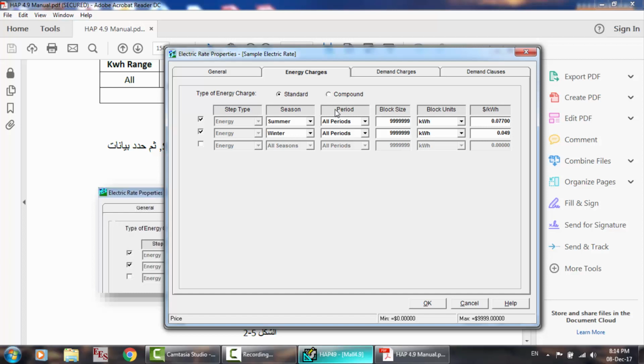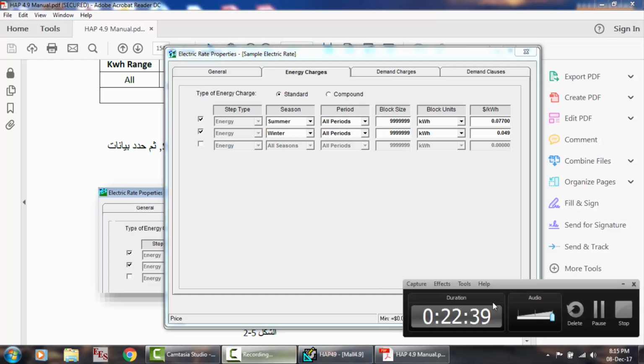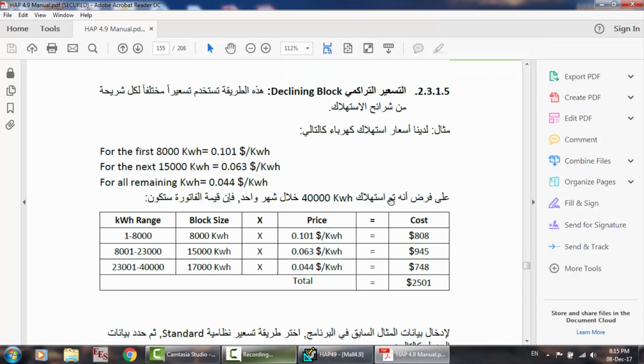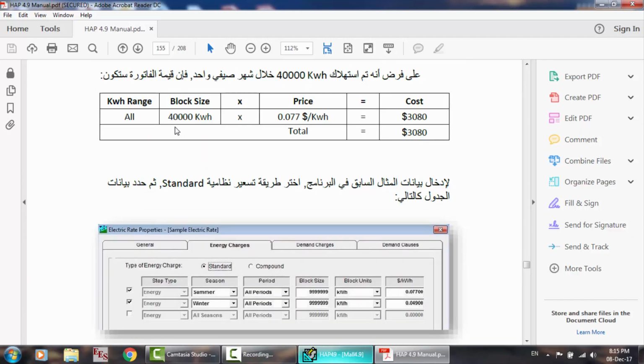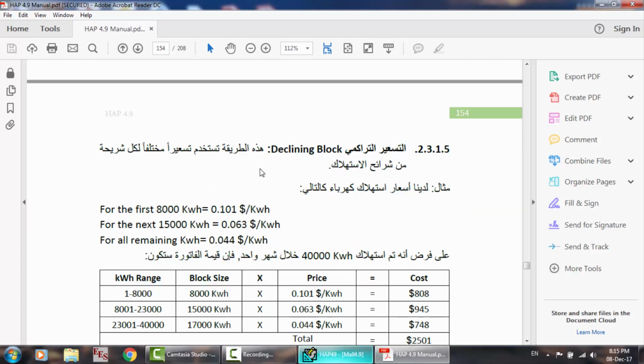Okay, so if you don't have anything else, you can click okay, or go to the demand charts. Suppose that you do not have a fixed price. So you have to make this. Suppose that you have the same 40,000 kilowatt hour, but the price is different.